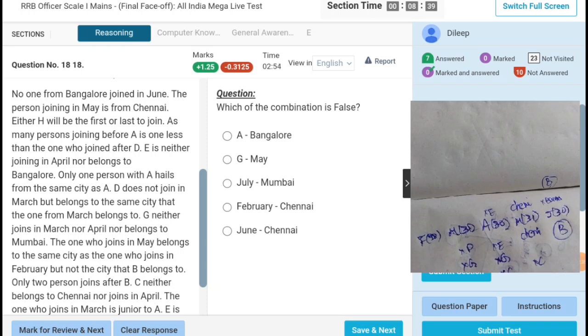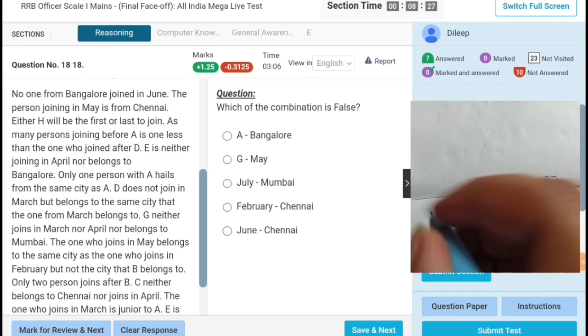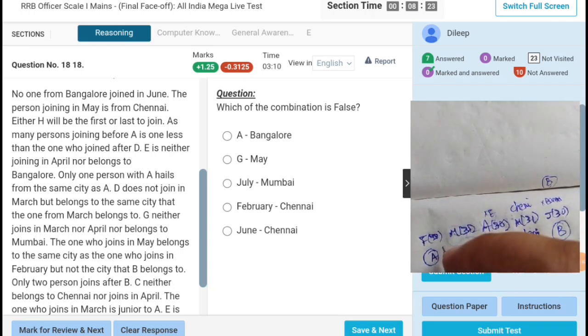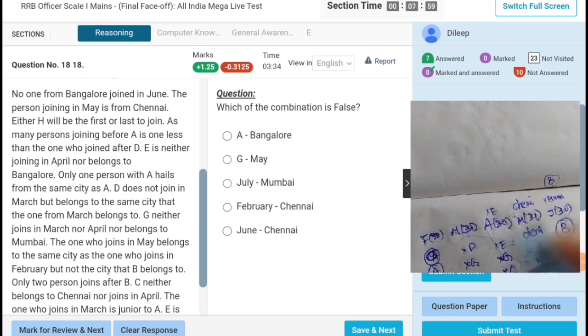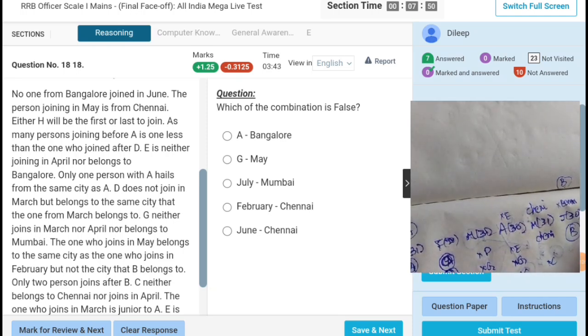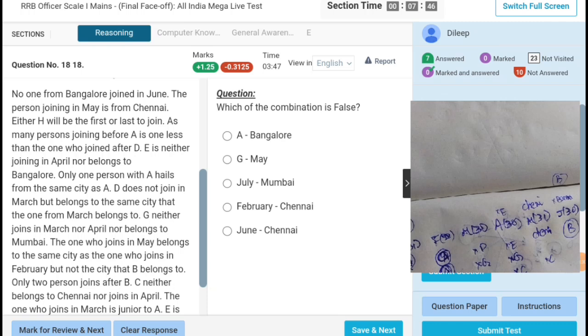Before A is one less than after D. The one who joins in March is junior to A. So the one who joins before A is one less than the one after D. So next is H. Before A is after D. This is not C.